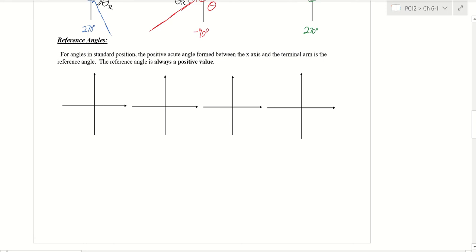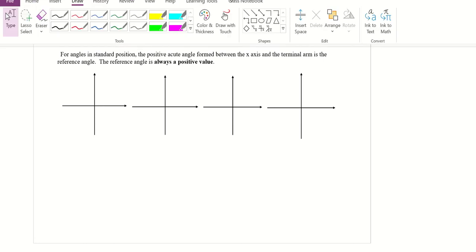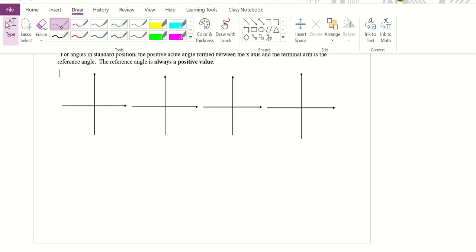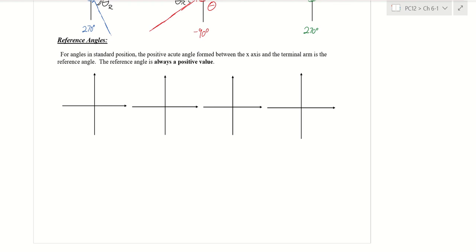So let's look at some beginning angle. I'll just draw it in red. No, I'll start with blue, just like the previous example. So let's say we have some angle of 70 degrees.